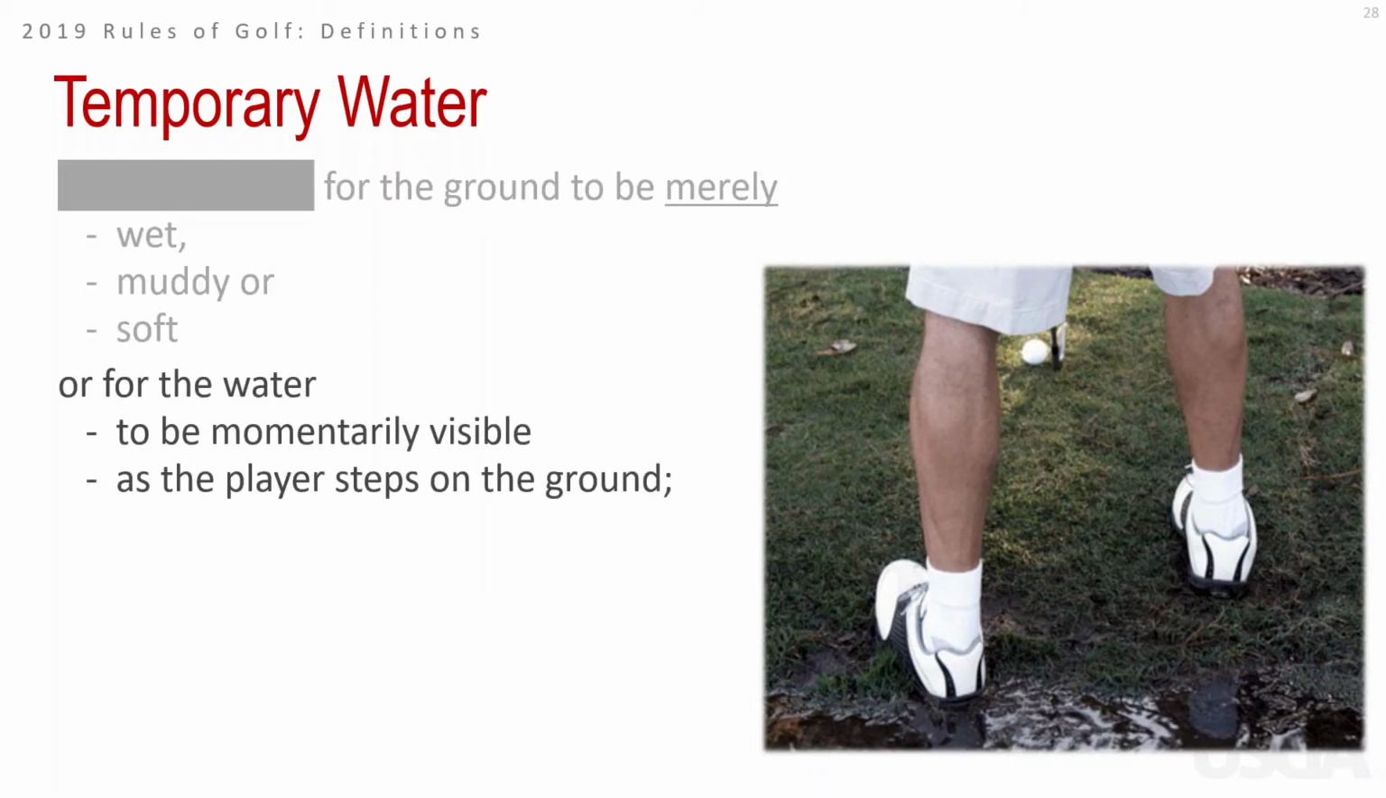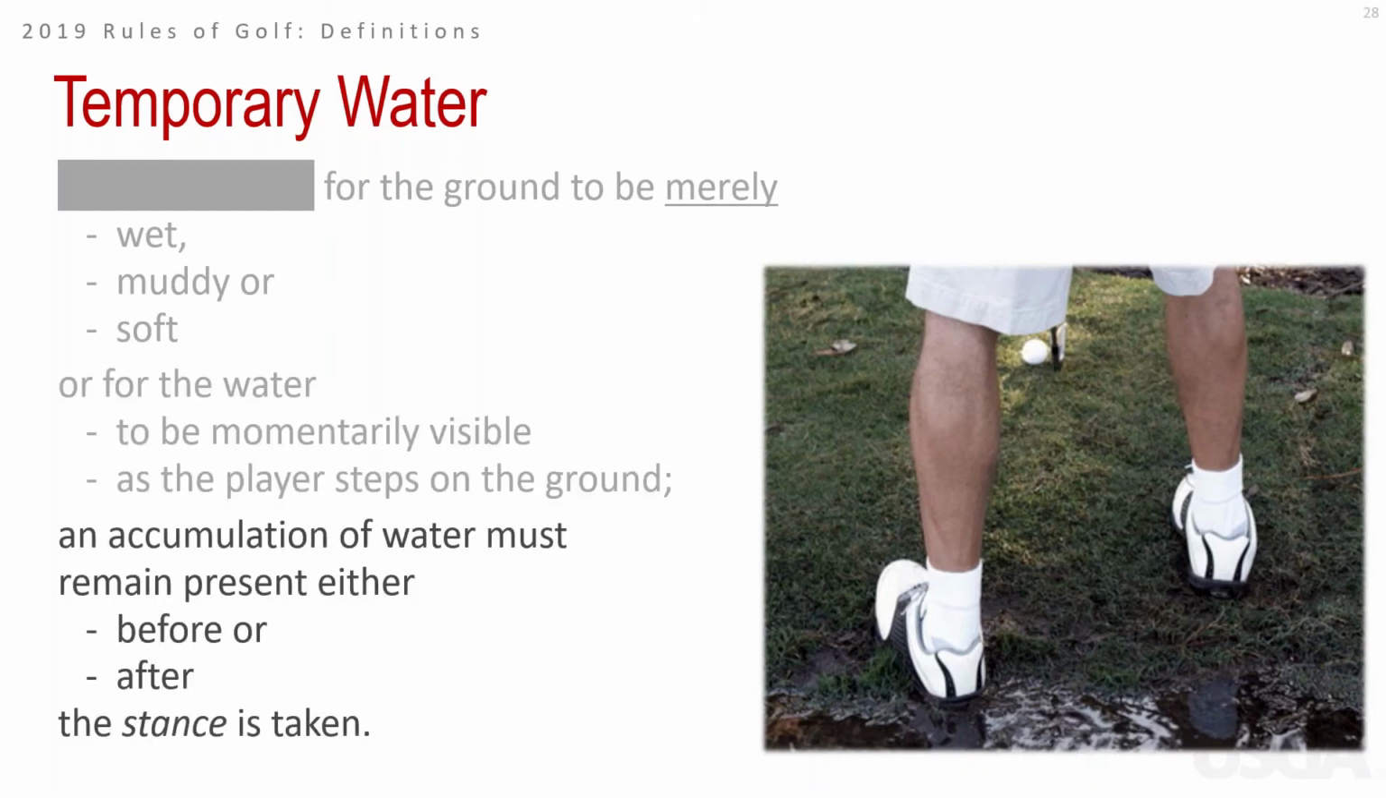The water can't just be momentarily visible either as the player steps on the ground. We can see that from time to time when you just take your stance and the water comes up out of the ground, but it doesn't hold there, it doesn't stay there. We know the water's underneath. However, it is not temporary water if it then recedes back into the ground. It would need to be there for an elapsed period of time. And then again, an accumulation of water must remain present either before or after the stroke is taken.